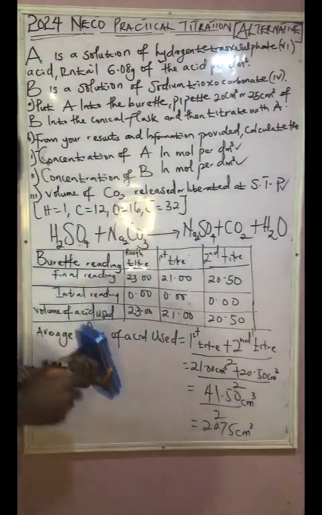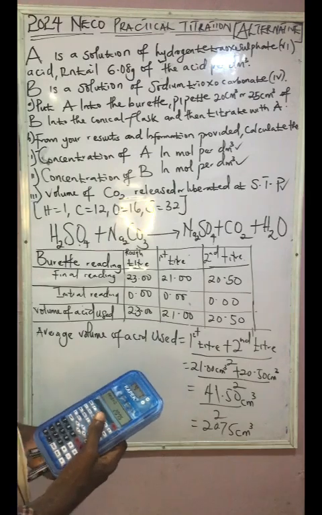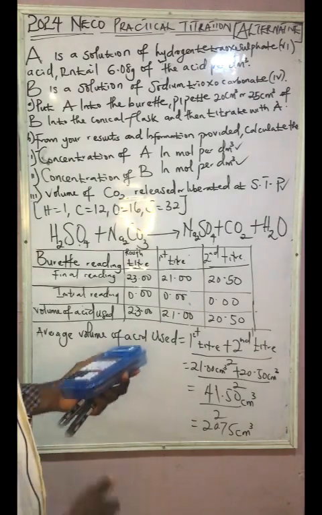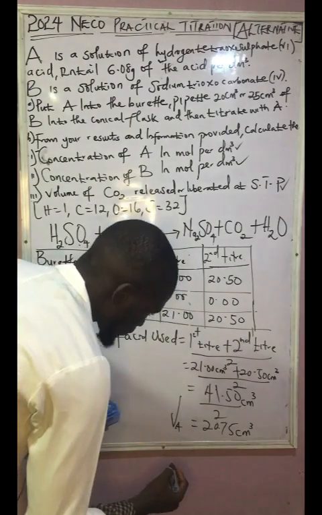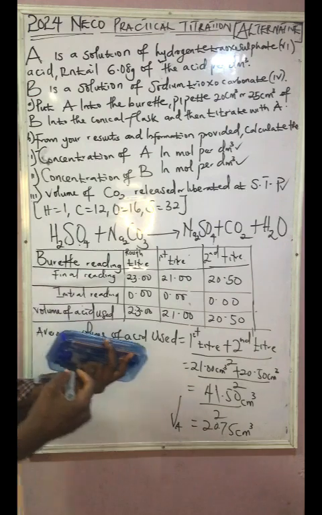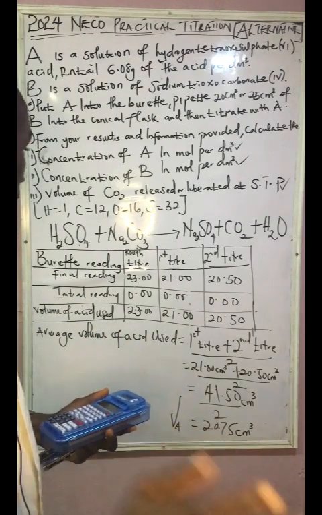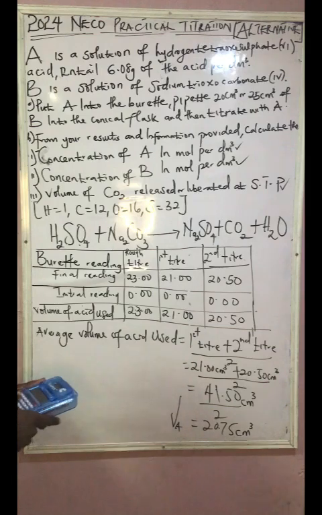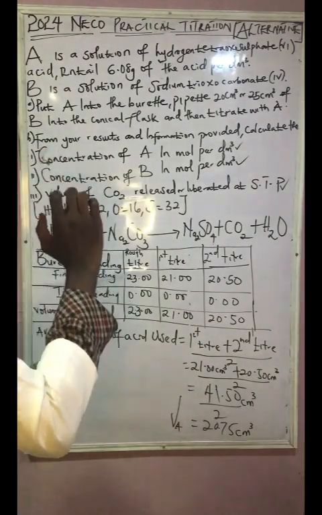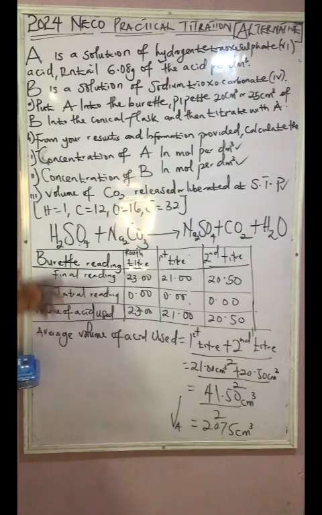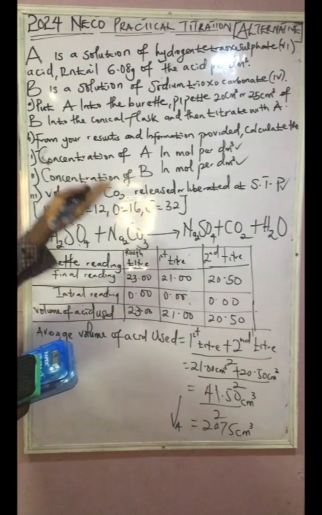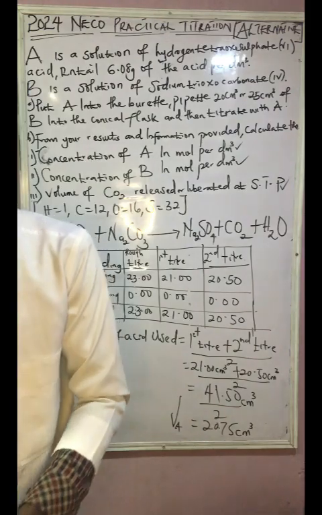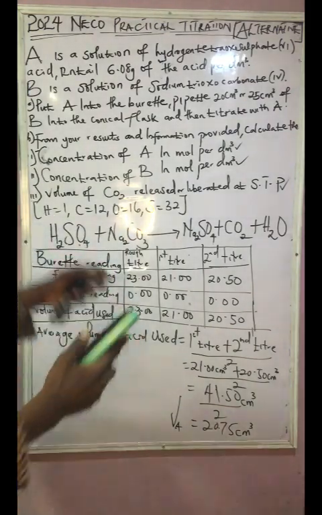Take note of that. So our average volume of acid used is this. Automatically our VA is 20.75 cm cube. Now guys, let's take a look at the question we have been asked to solve on the board. Permit me to rub this off so we can easily see how to tackle this kind of question if we come across it in our examination, which is stipulated to hold next week.